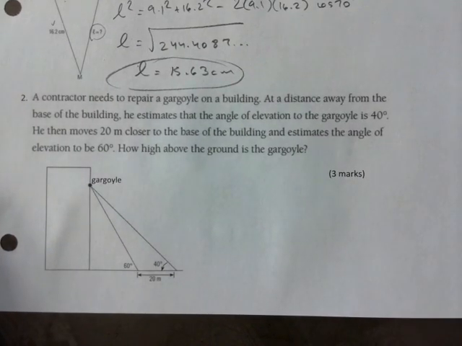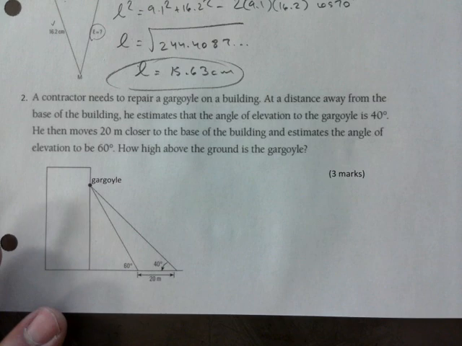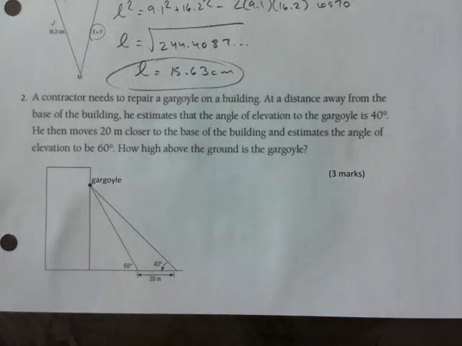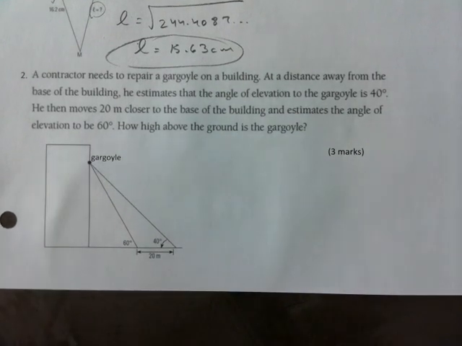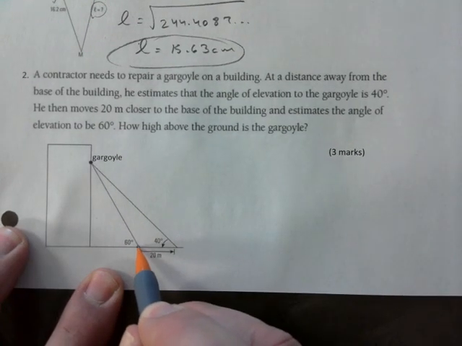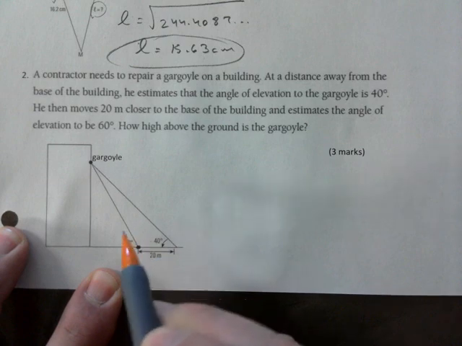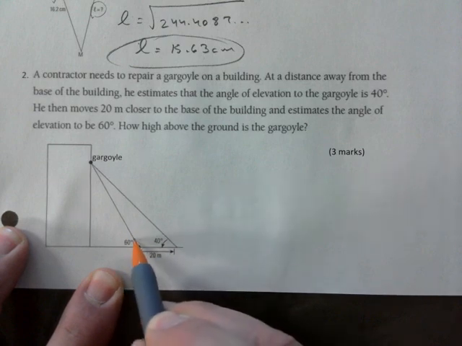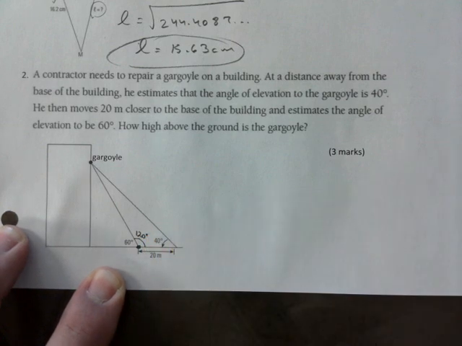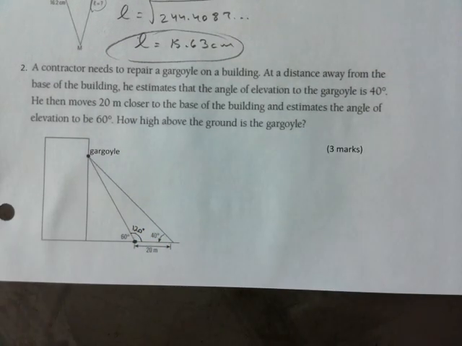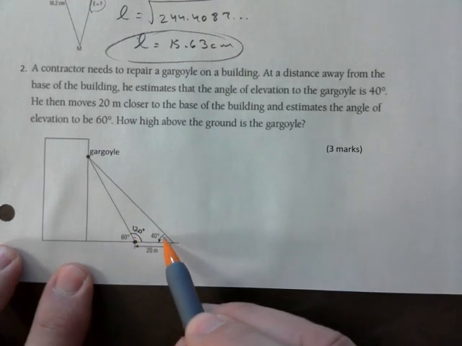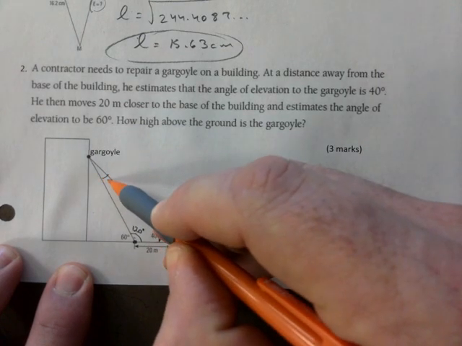Contractor needs to repair the gargoyle on the building. So this is a multiple triangle scenario. So let's see here how we would break this down. I want you to focus in on this point right there. If this is 60, this is 120, right? So that would definitely be part of a full mark, right? That's a concept. And then on top of that, now you know two angles. You can find this third one.